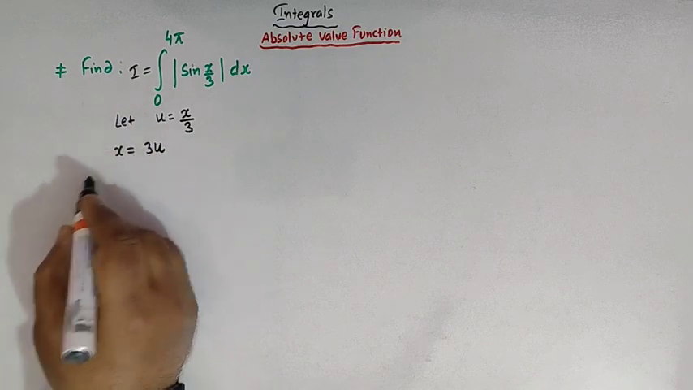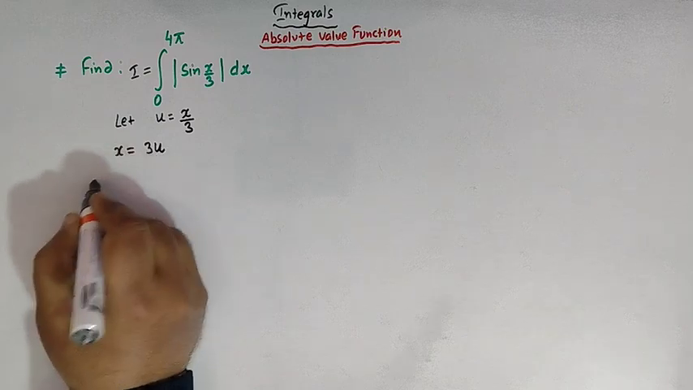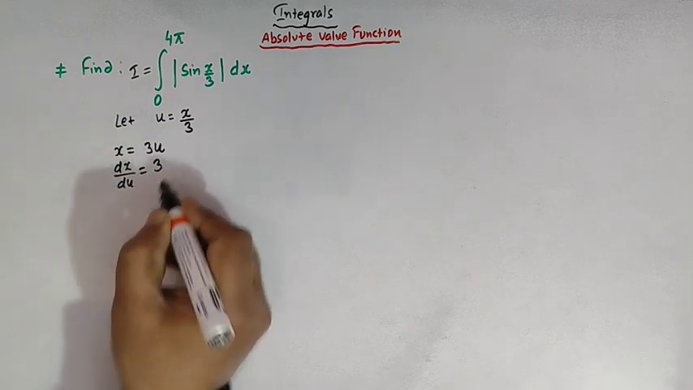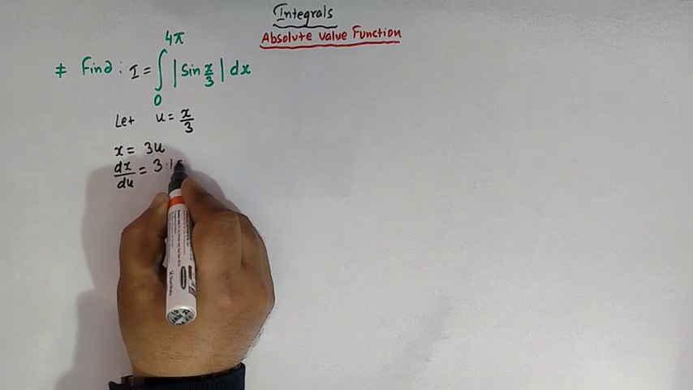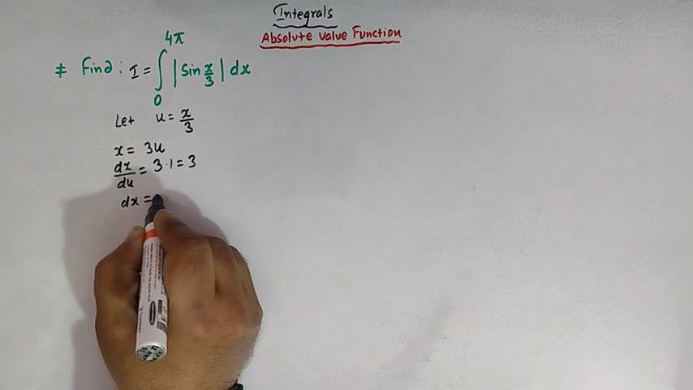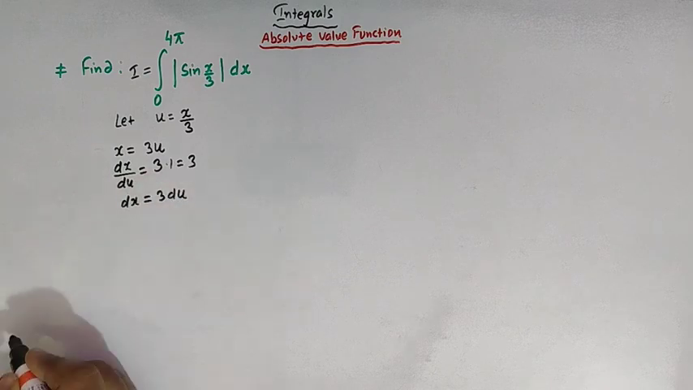Now differentiating both sides with respect to u, we have dx over du is equal to 3, since the derivative of u is 1. So dx is equal to 3 times du.